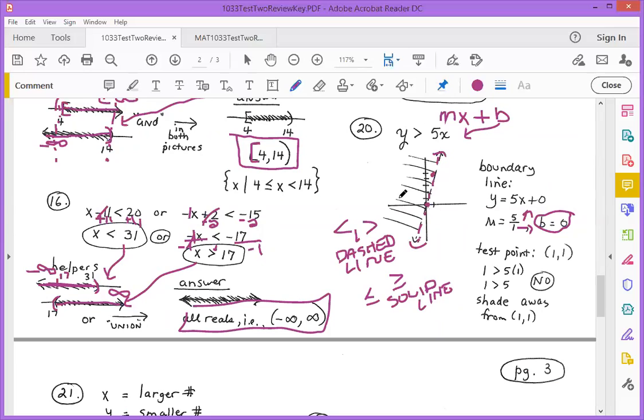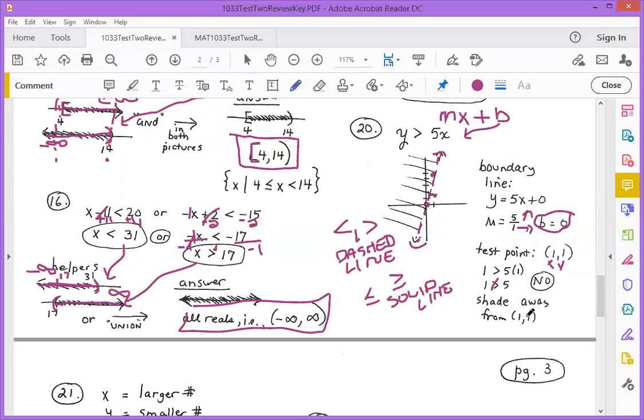Now we got to test a point. We're going to test a point to see how we should shade, to the left of the line or the right of the line. Now we can't test 0, 0 since 0 is on the line itself. So we're going to test 1, 1. We're going to test this point here to the right of the line. When x is 1 and when y is 1, is this true? So we'd have 1 greater than 5 times 1. Is that true? Is 1 greater than 5?